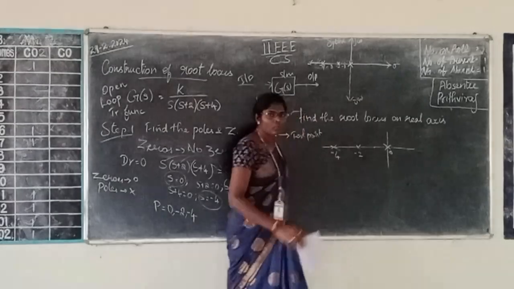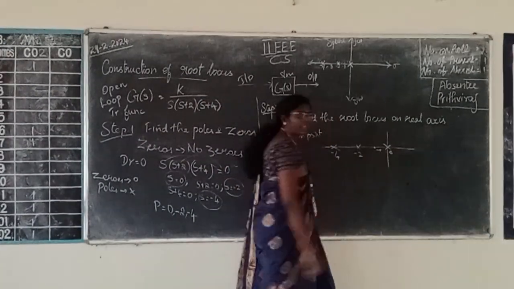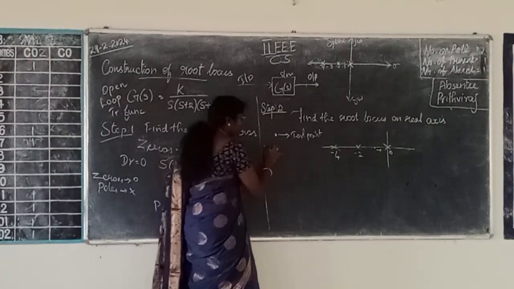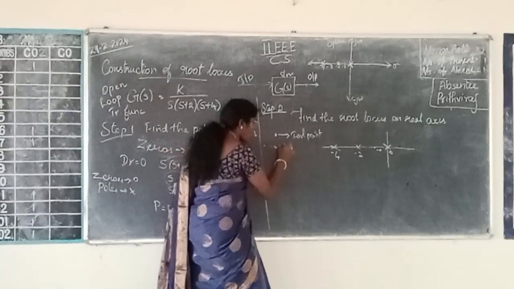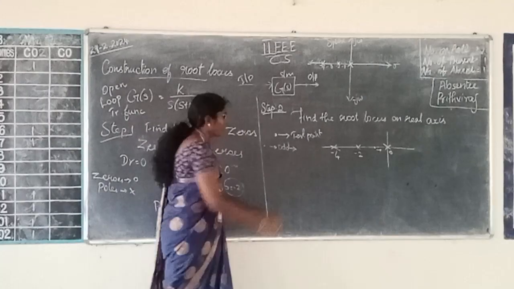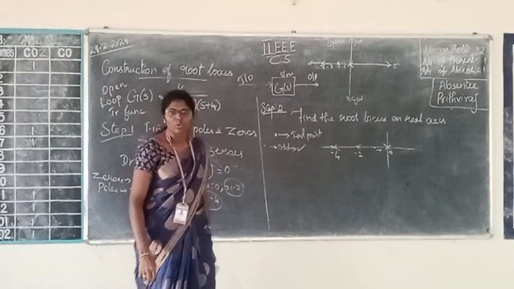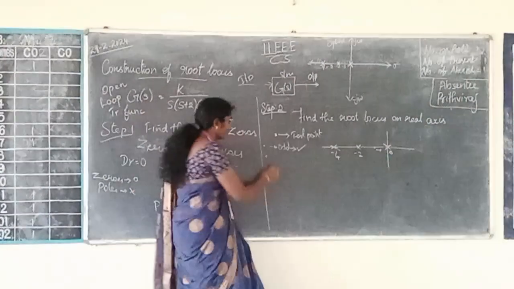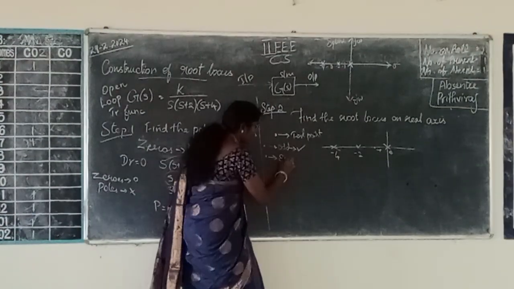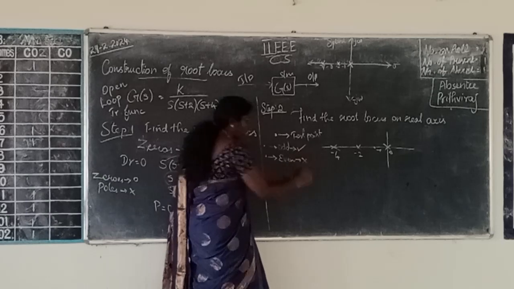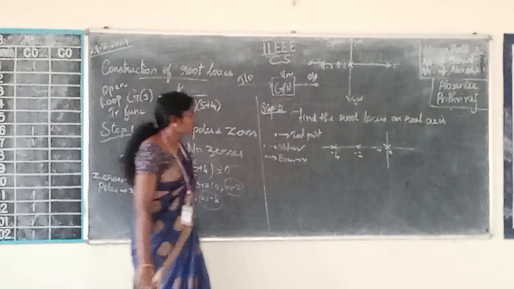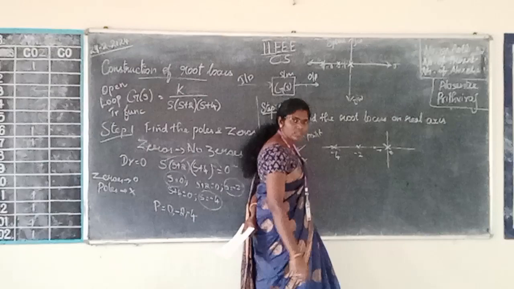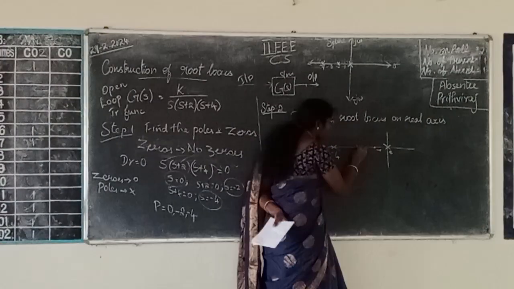If I place the test point over here, we have to look at this side, from the test point to this side. If there is an odd number of poles, from the test point, then yes, it is a root locus. It has the path of the root locus. If there is an even number of poles, there will not be a path of the locus. So if the test point is here, and I look from here, there is one pole. That is odd, right?